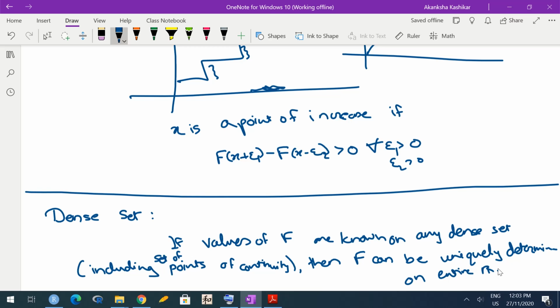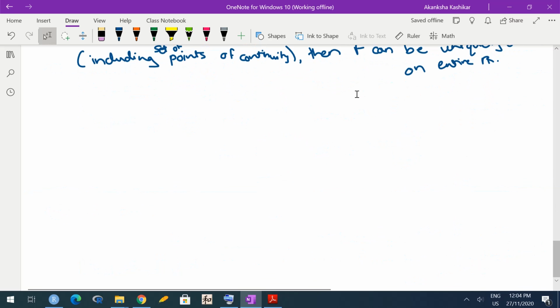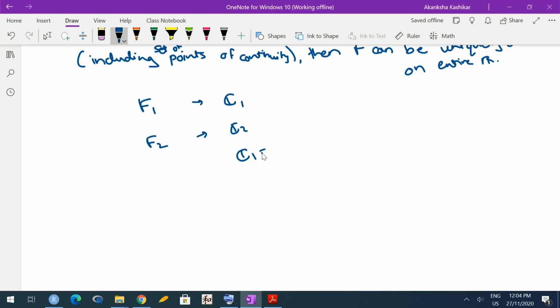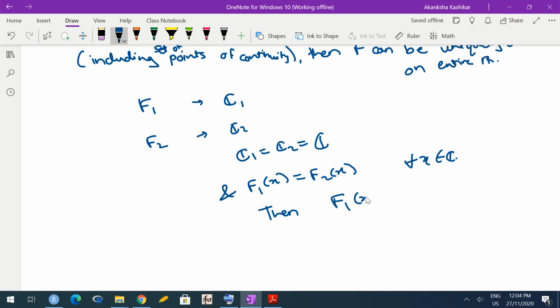What is the implication of this? If you have two distribution functions whose sets of points of continuity match, say f1 with c1 as the set of continuity points, f2 with c2 as the set of continuity points, suppose c1 is the same as c2, so let me call them c, and if f1 at x is the same as f2 at x for every x in c, then they match over entire R also. Okay, so f1(x) and f2(x) match for every x in R also.